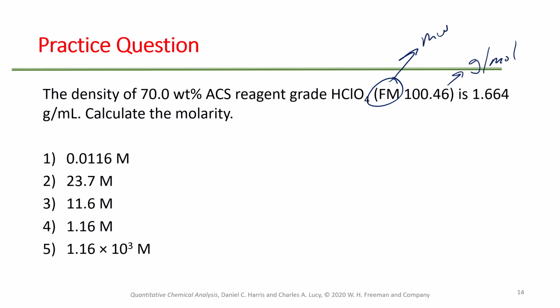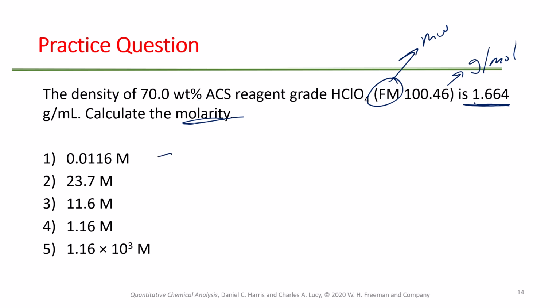The ACS exam tends to give you this value a lot to save you time, but they don't give you the units. So we need to be able to say, okay, FM formula mass is grams per mole from the periodic table of elements, and they give us the density. Calculate the molarity. So this is exactly like the previous question. All they did was change the percentage and they changed the density, but the setup is the exact same.